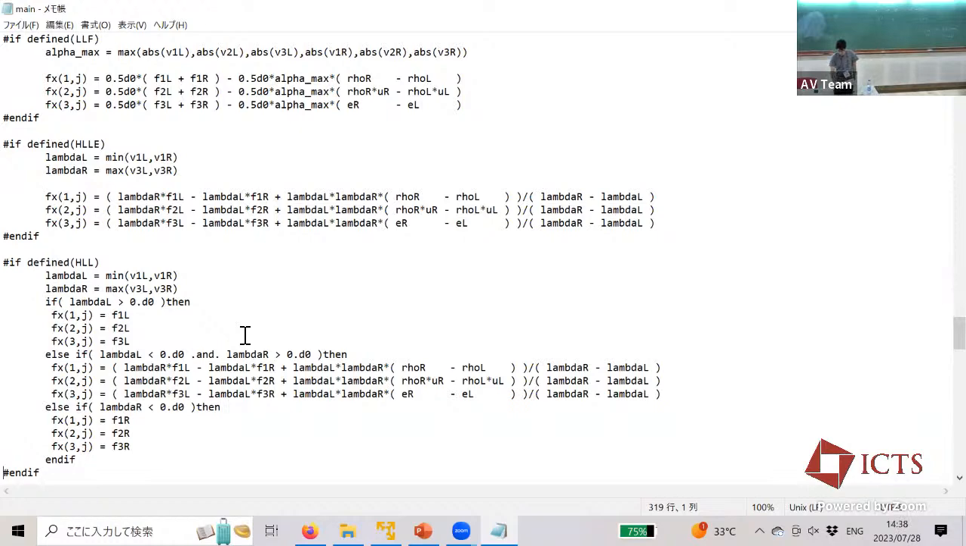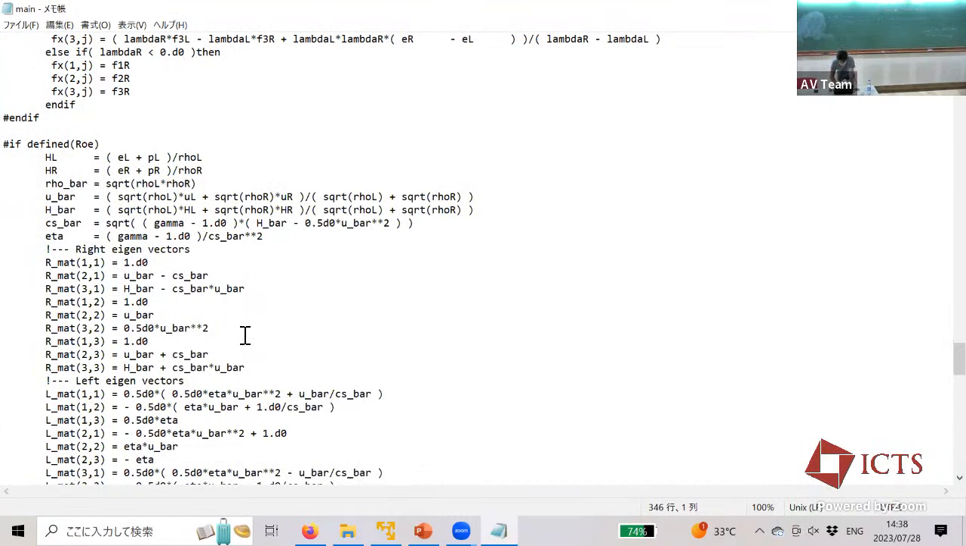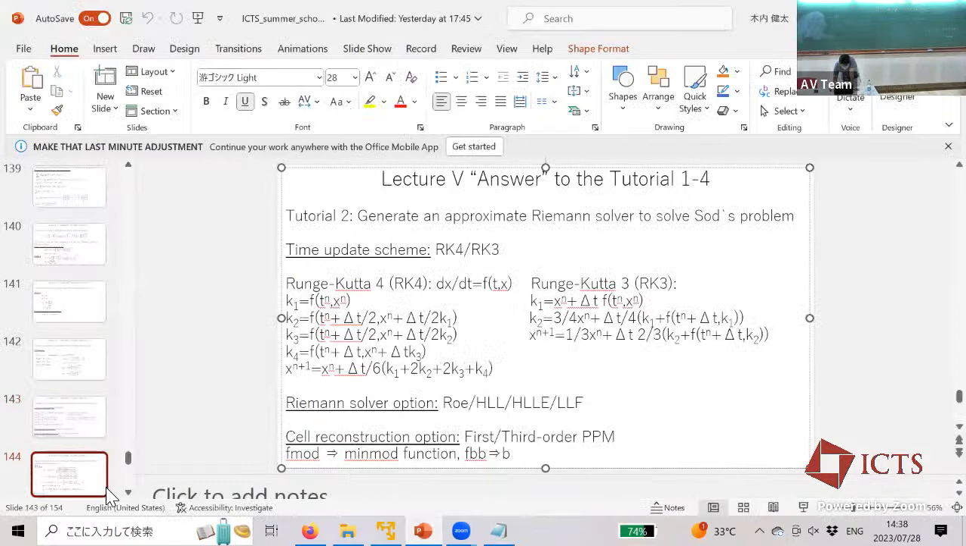For low scheme is more complicated one. I don't have a slide. Okay, let's go back to the.